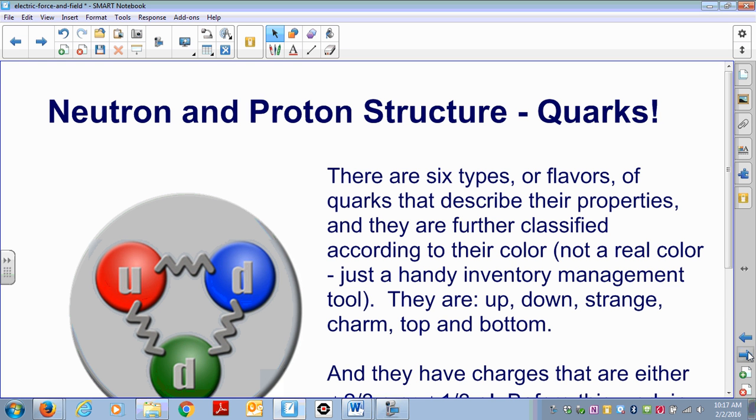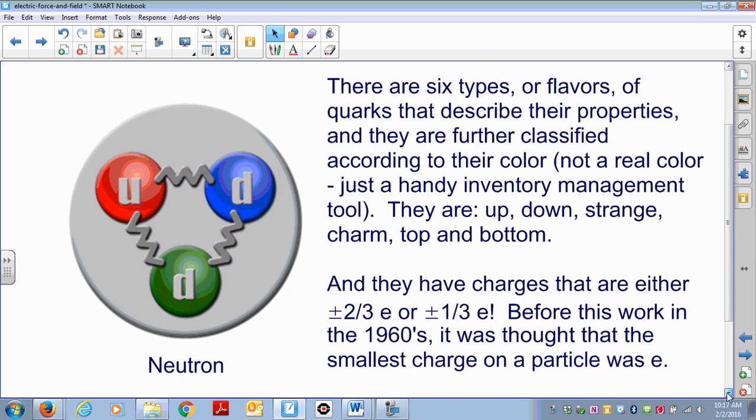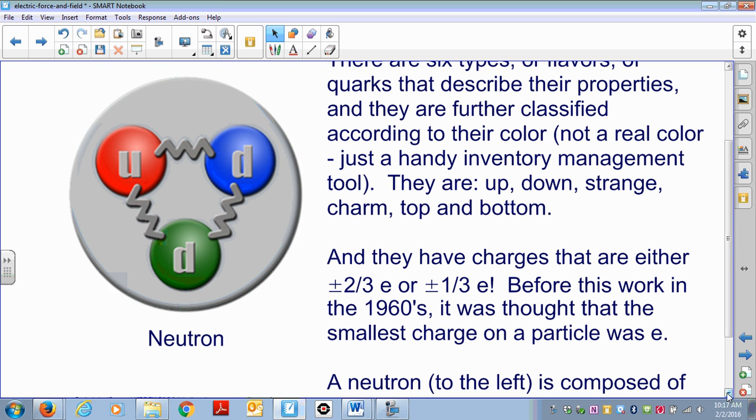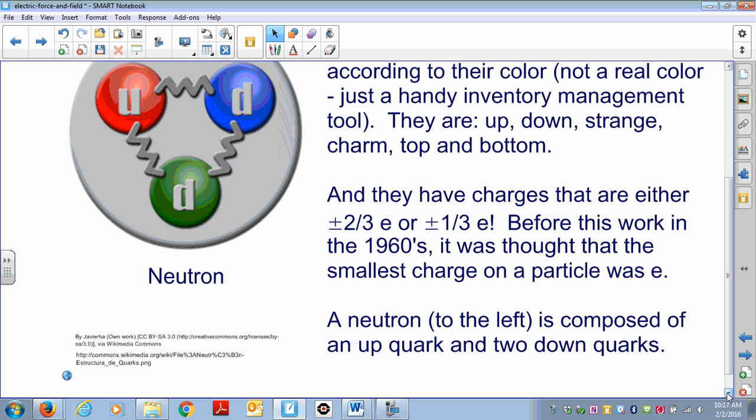There are 6 types or flavors of quarks that describe their properties, and they are further classified according to their color. Not a real color, just a handy inventory management tool. They are up, down, strange, charmed, top, and bottom. And they have charges that are either plus or minus 2/3 e or plus or minus 1/3 e. Before this work in the 1960s, it was thought that the smallest charge on a particle was e, the charge of an electron or a proton.